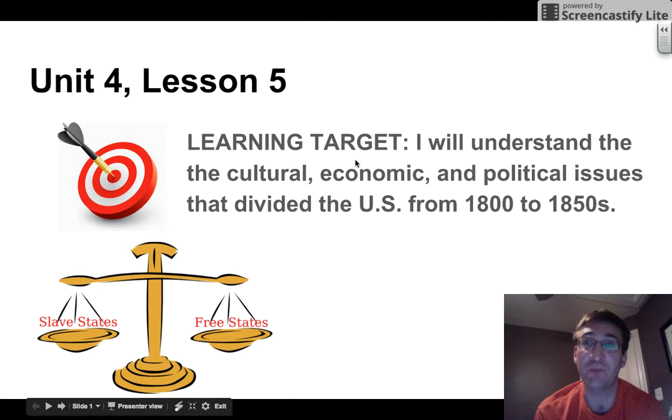Here's our learning target. I will understand the cultural, economic, and political issues that divided the U.S. from 1800 to the 1850s, right before the Civil War. Much of this divide had to do with which states would be free and which states would still have slavery.